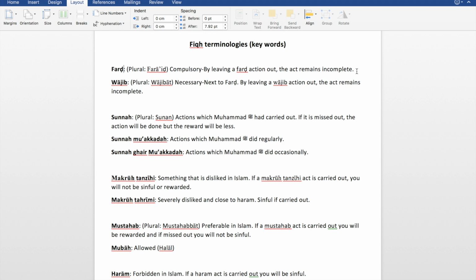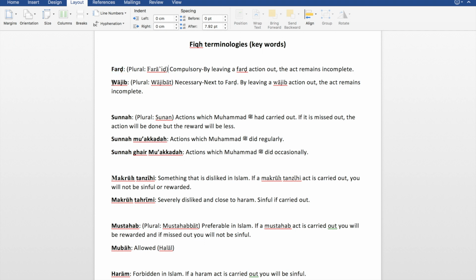So that's how important fard is. If even a single one is left out, the whole thing does not count. It's as if you haven't done it at all. Okay, so the fard is very important. Likewise, even part of a fard missing means that whole thing will not count. So the entire fard must be done properly for that action to count. Okay, so that's what fard means. So you have to memorize that word. If I say what does fard mean, you have to tell me it means compulsory.